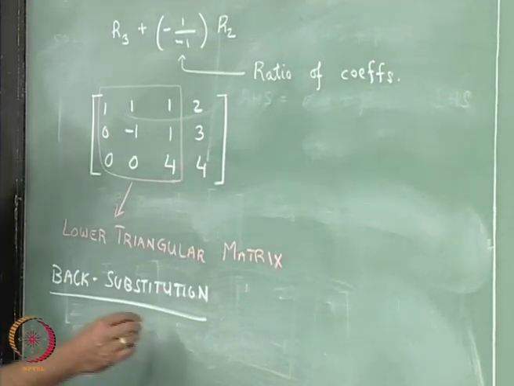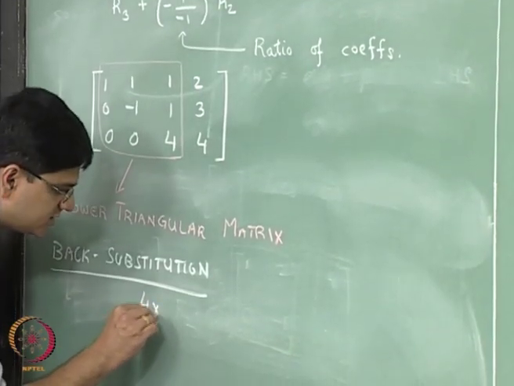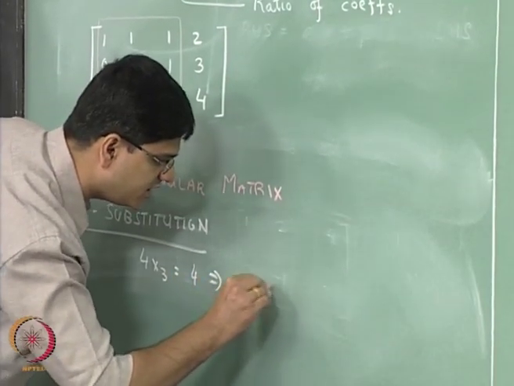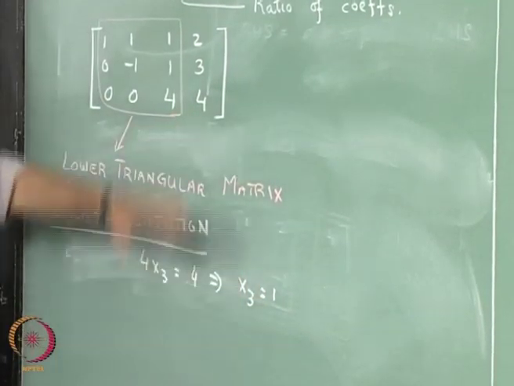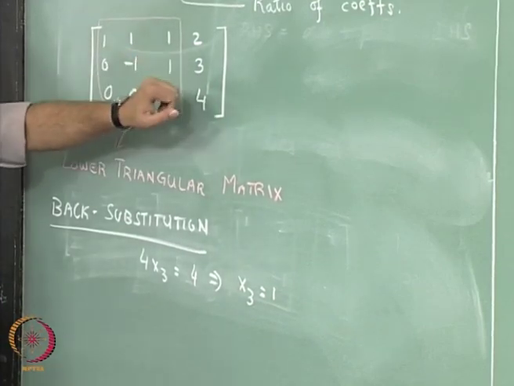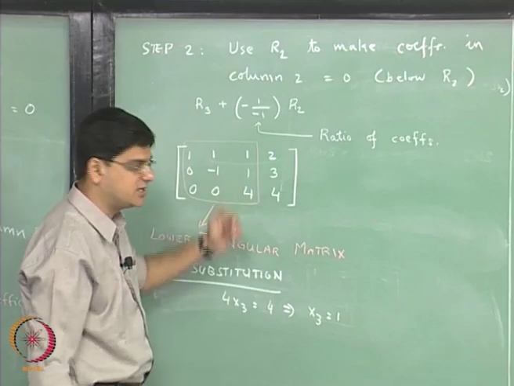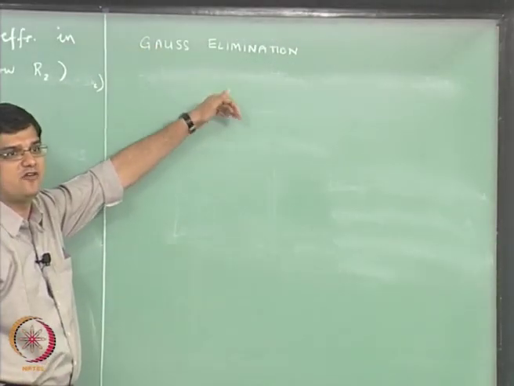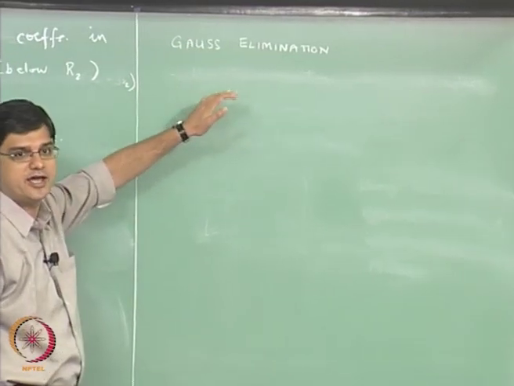So, in back substitution we will use 4x3 equal to 4, which will give us x3 equal to 1, and then we will substitute x3 into this equation, and then we substitute x2 and x3 into this equation, and we get the overall solution. So Gauss elimination will consist of n minus 1 steps.